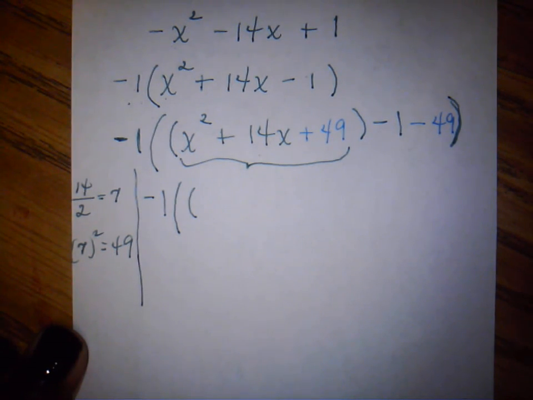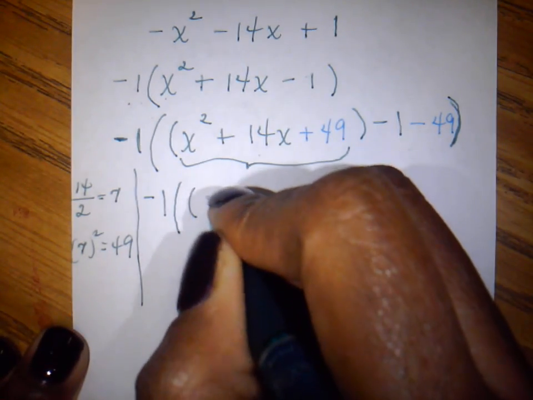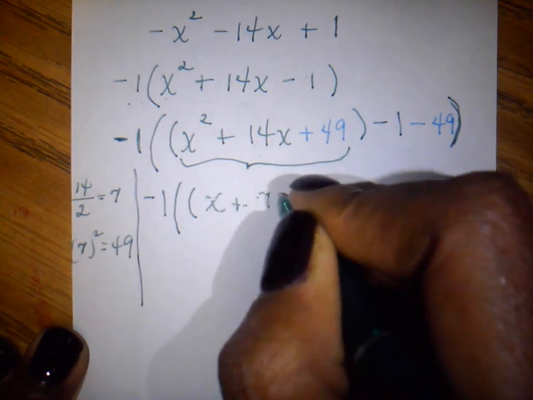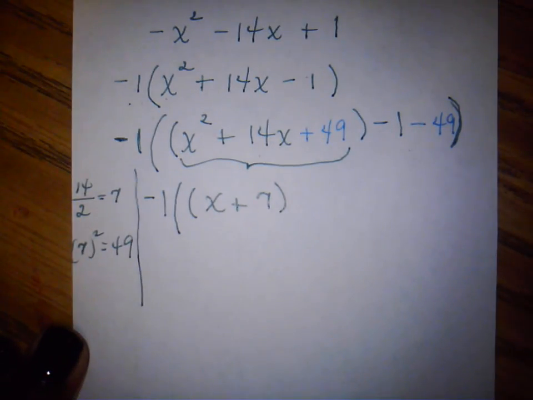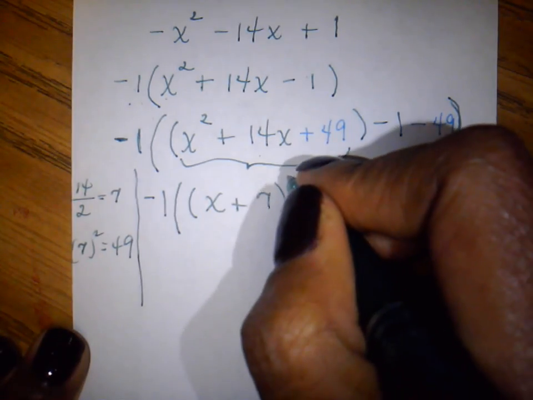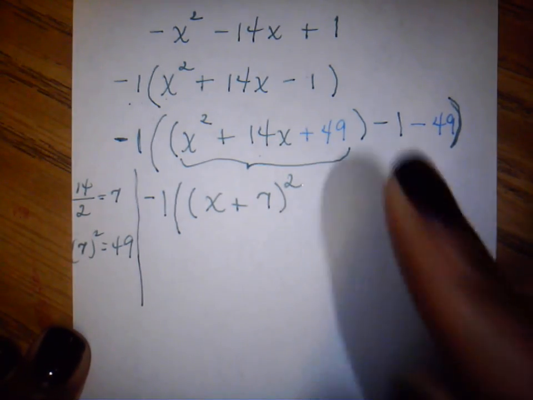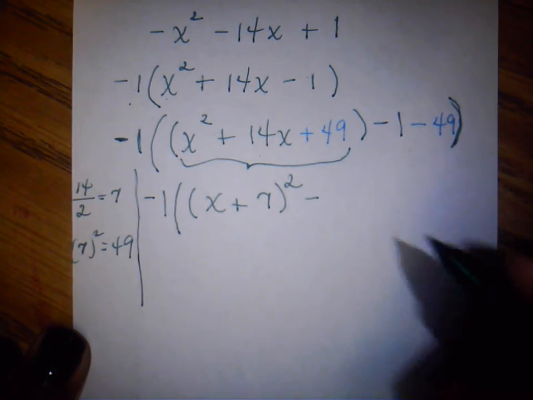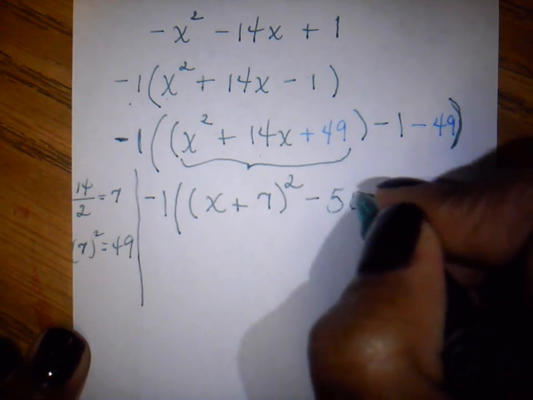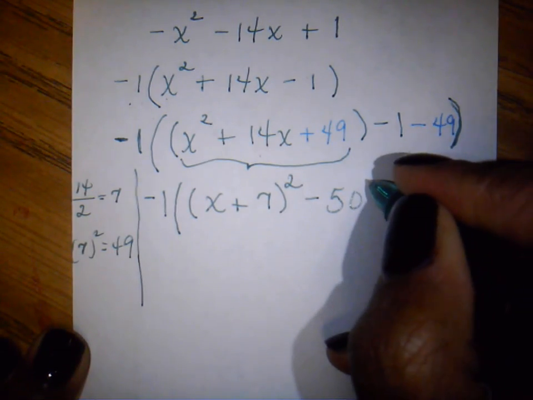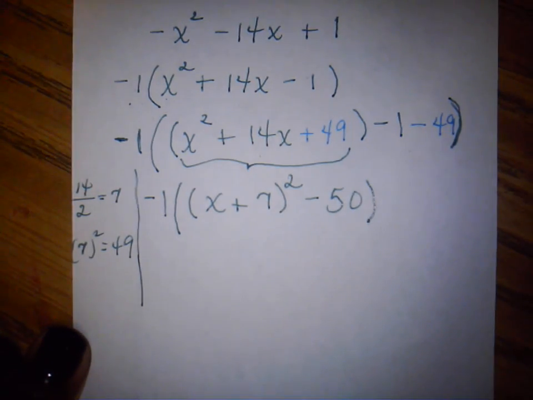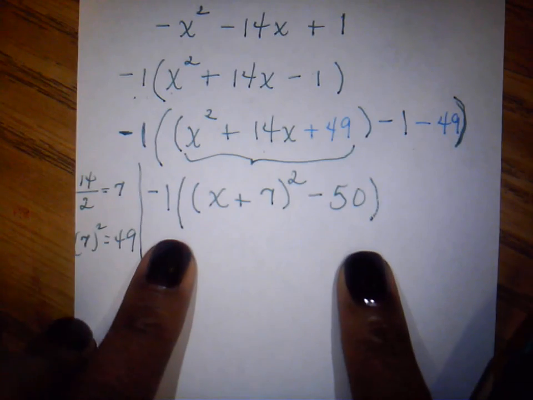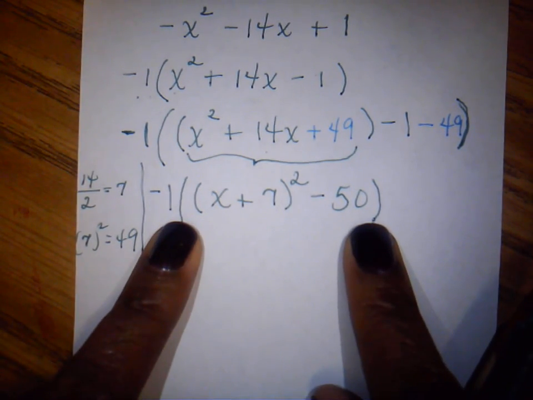We figured it out already. Can you say it louder, please? Yes, x plus 7. The quantity of x plus 7, what? Thank you, squared. Okay? Minus, not minus a negative, just say minus 50, okay? But this looks weird, guys. This is not how you will see it on the end of course test. You see that negative 1?